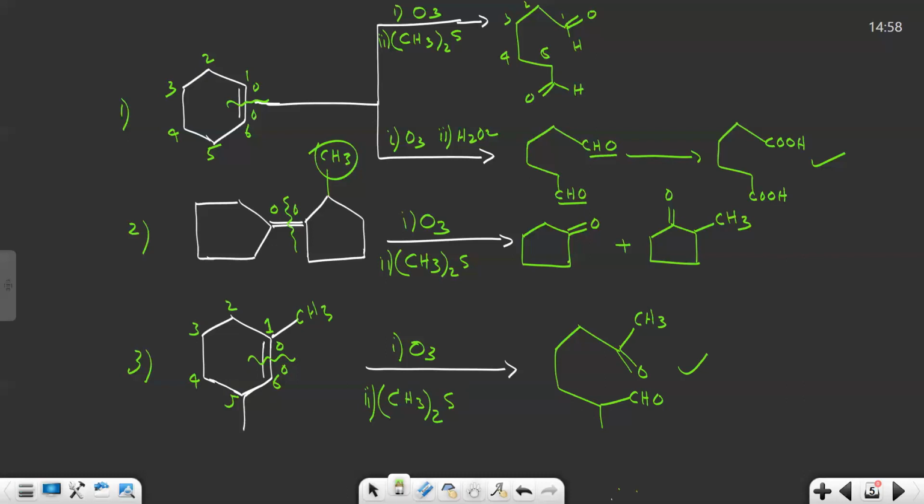We can make it a straight chain, right? 1, 2, 3, 4, 5, 6. So like this, the first carbon is a ketone with a CH3 group. This is the first carbon, then second, third, fourth, fifth, and the sixth carbon is a CHO group, and on the fifth carbon there is a CH3 group. So this is the compound you get.